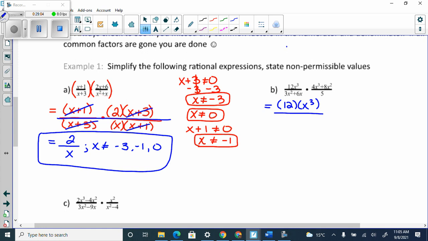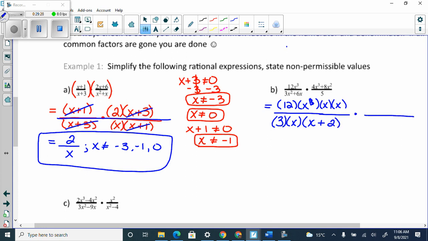Yep. You can go x cubed, instead of writing it as an x cubed, you can go an x times an x times an x. Yes. Because some people find it easier because then it's easier to cancel off. The bottom, I can take a 3 and an x out. The denominator on the left. And I'm left with x plus 2 times the top.